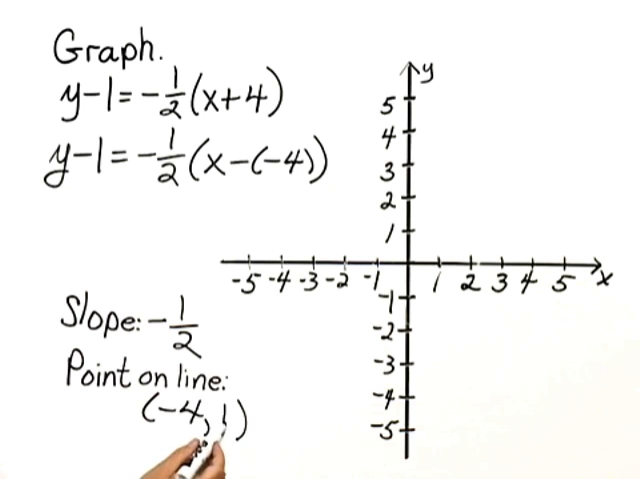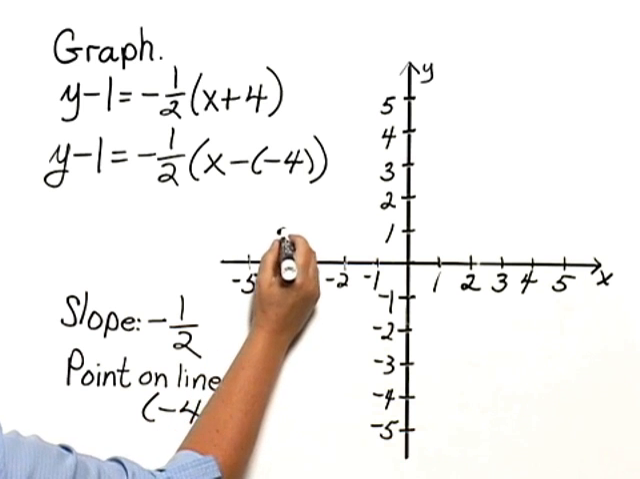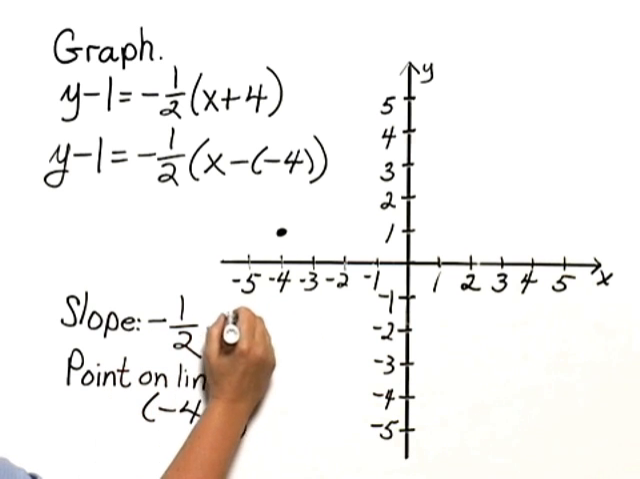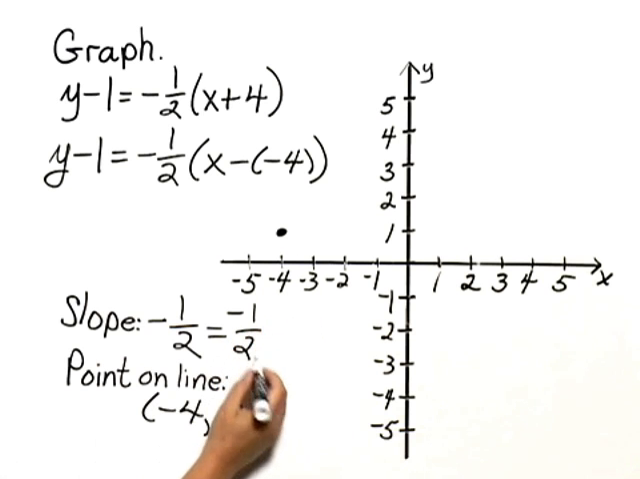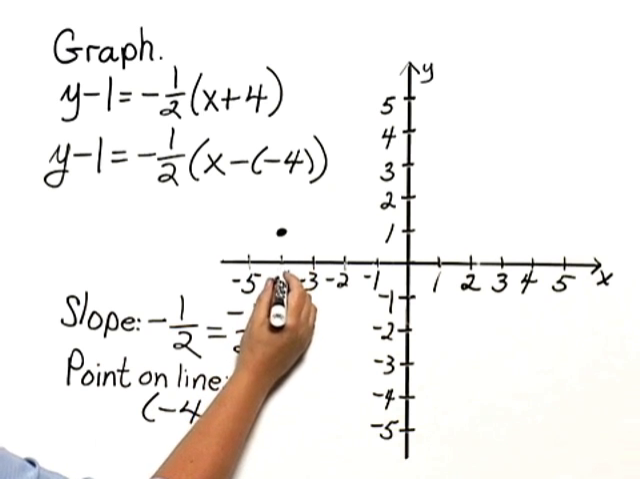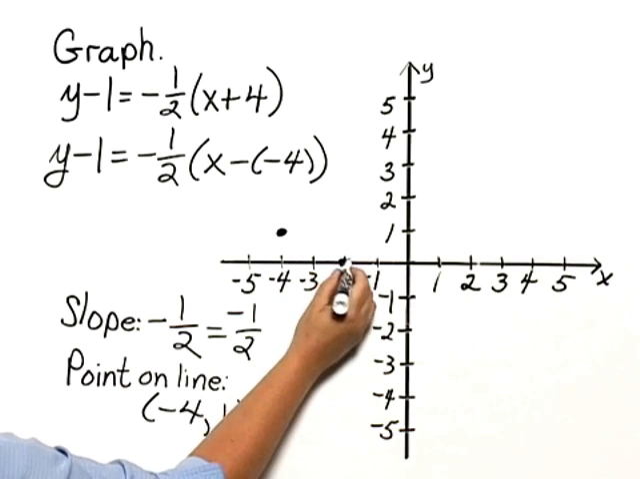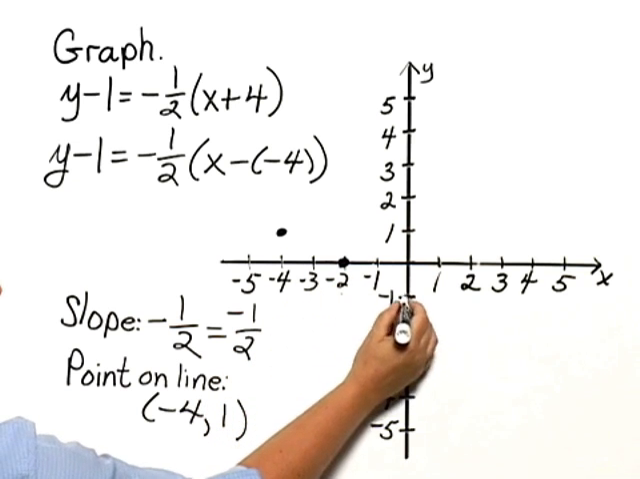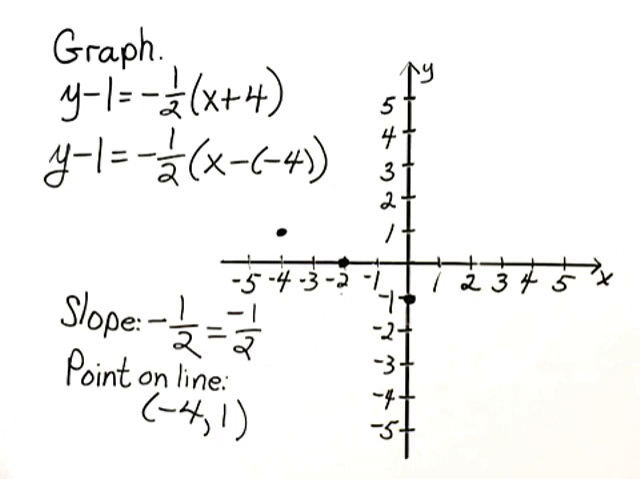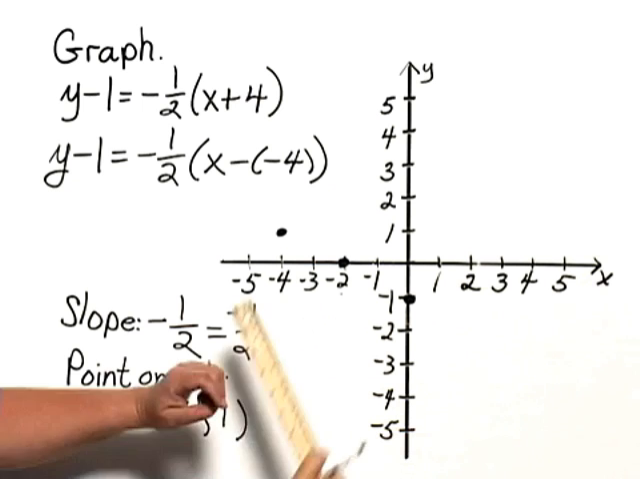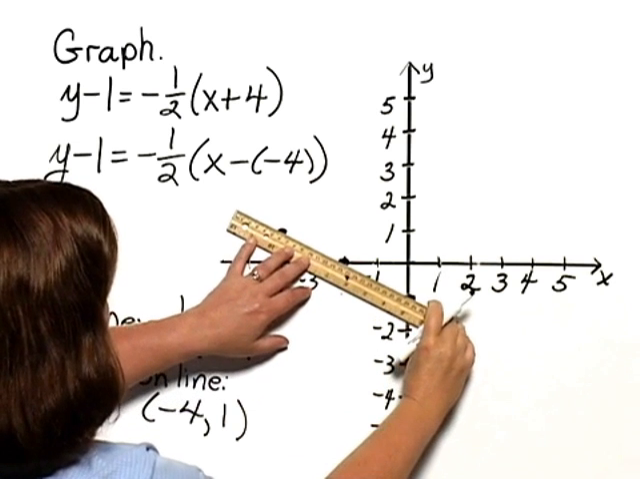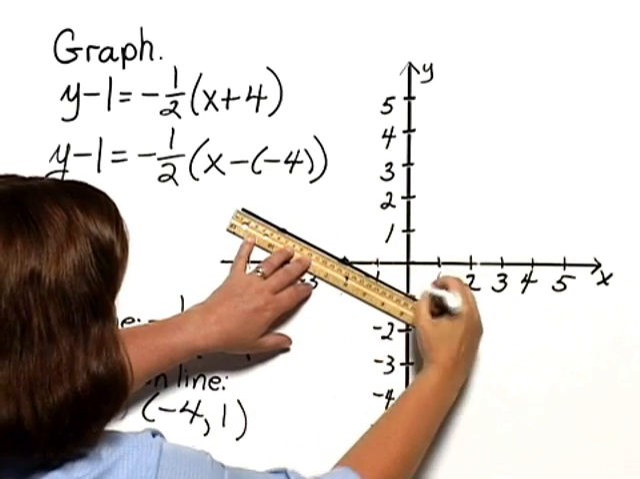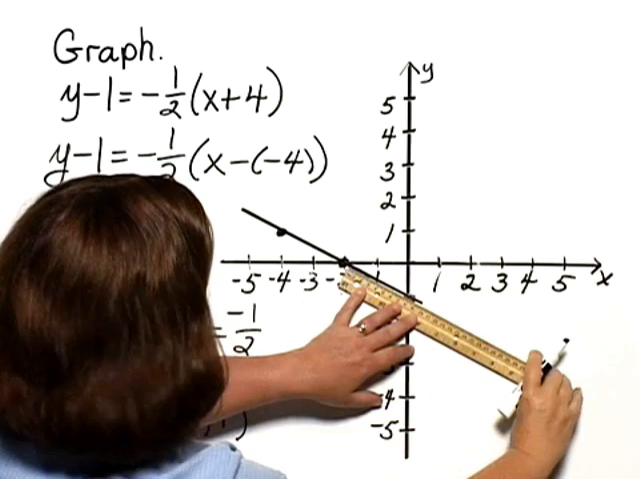So I start by plotting that point, negative 4, 1, and then I can count off a slope of negative 1/2. I can write negative 1/2 as negative 1 over 2, which means I go down 1 for the rise, over 2 for the run, and get another point on the line. Again, I can count down 1 over 2 and get another point on the line. And since these 3 points line up, I have a pretty good idea that I have a correct graphing, and I can connect those with a line, and the line then will be the graph of that equation.